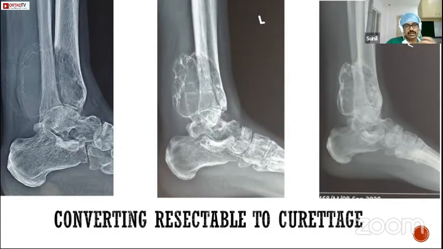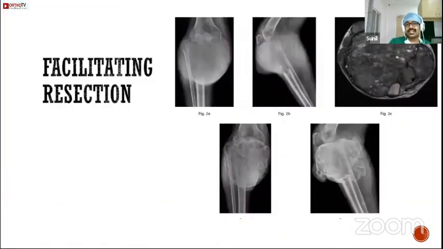So, converting a resectable lesion to a curettage is when you see a lesion in which almost all three walls of the distal tibia are gone. In such a case, we might need to use something in a neoadjuvant setting, either to do a good resection or to convert a resectable lesion into a curettage. So, what is facilitating a resection? When you think of a lesion in the proximal tibia involving both the anterior and the posterior compartment, encasing all the neurovascular bundles and causing encasement of the fibula, we can be using denosumab in such a patient to facilitate resection and to assess response later.